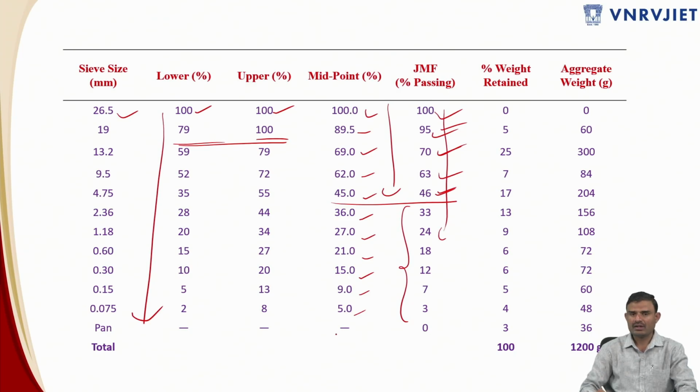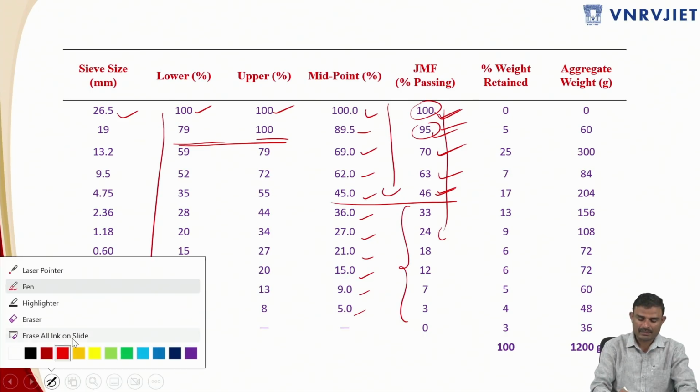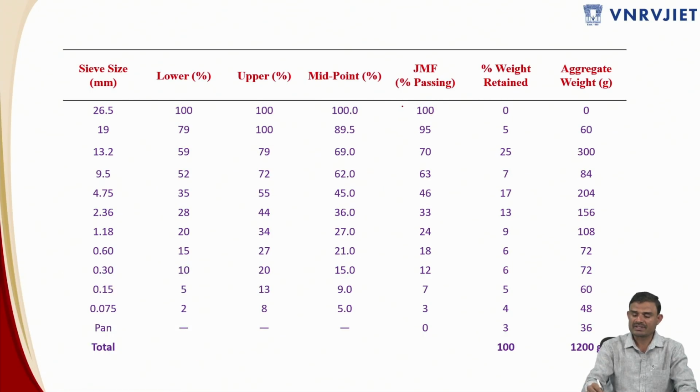That you can see in the next graph. So this is the job mix formula: 100% of the metal is passing through the 26.5 mm sieve, 95% of the metal is passing through the 19 mm sieve. Similarly, you have to calculate the cumulative percentage of metal passing through each and every sieve. This is the job mix formula which I have taken as of now. The sieve gradation I have taken, you cannot call it a job mix formula until you give it a finalized mix. And this is weight retained.